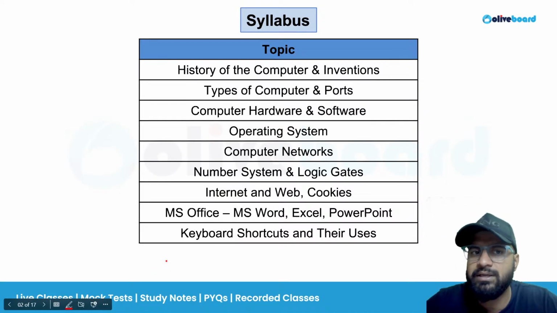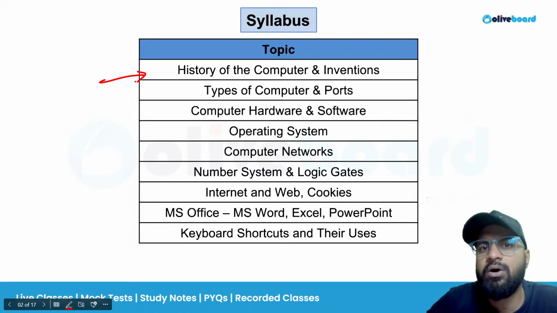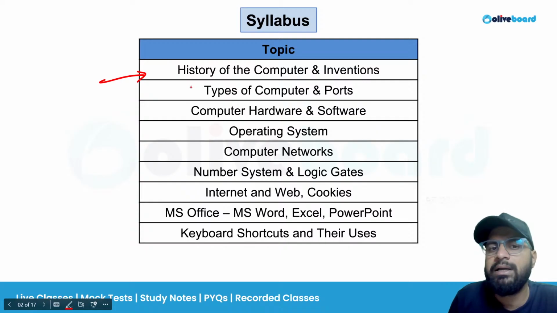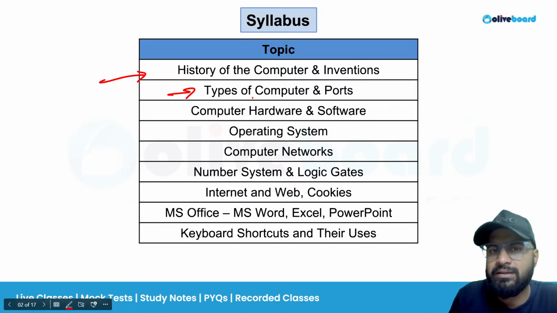First you can see we have history of computer and invention. We will start with what devices were made before creating the first generation of the computer. In this we will discuss the generations of computer and history of computer. Then we will go through the types of computers, based on data processing, based on size and purpose. All those things we will discuss in this chapter.